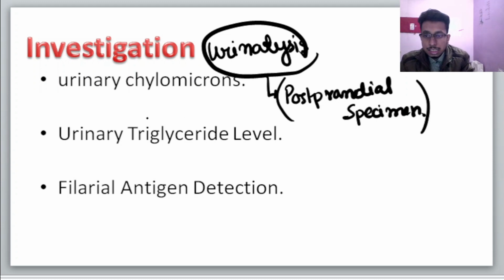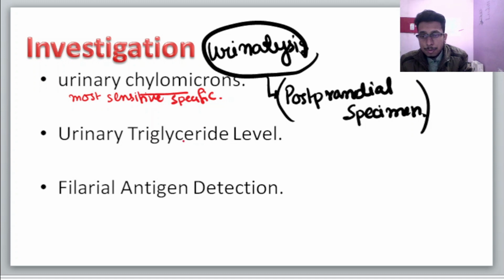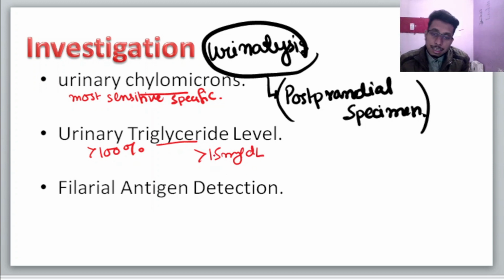Now estimation of urinary chylomicron is the most sensitive as well as specific test for chylomicron. Alright. And urinary triglyceride level is present in around 100% cases of chyluria, and it is said that if the urinary triglyceride level is more than 15 mg per dl in any urine sample, it indicates that chyluria is there.